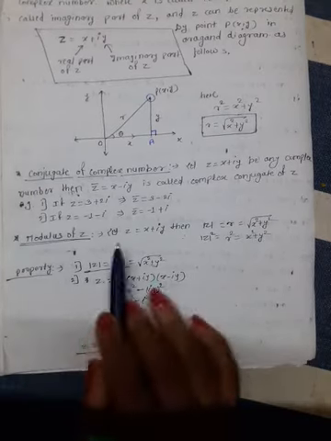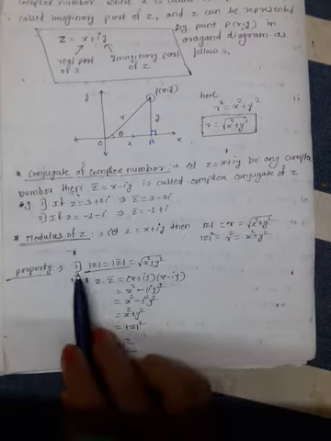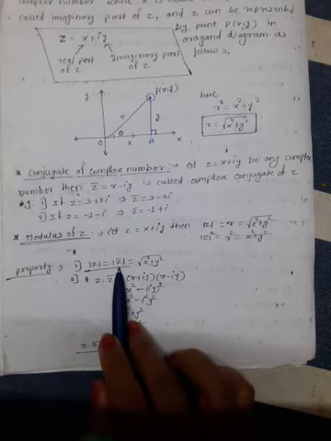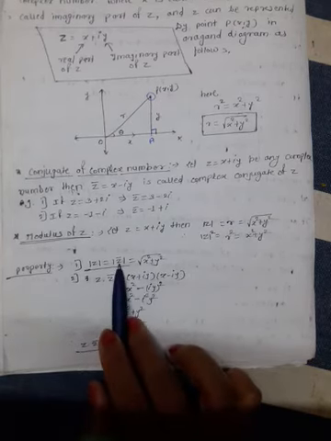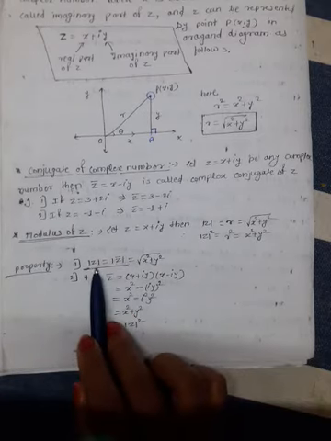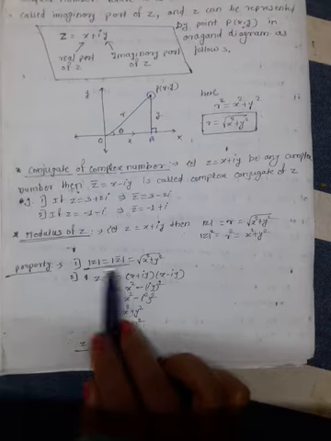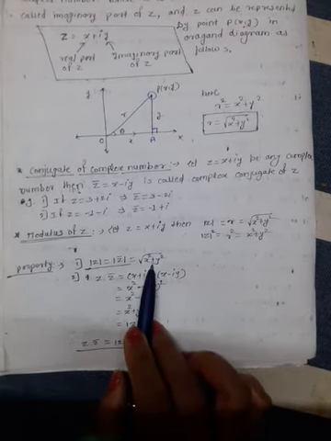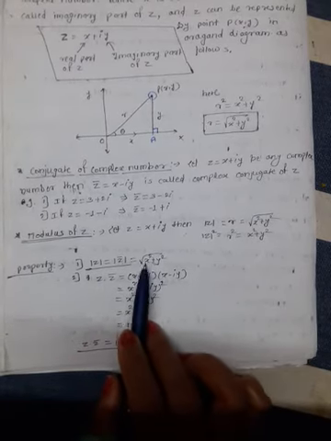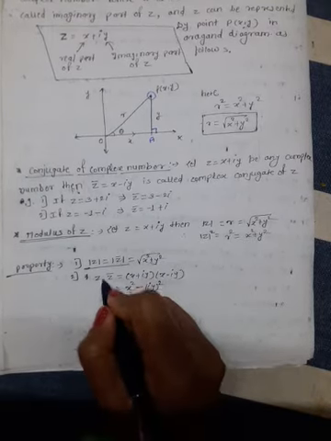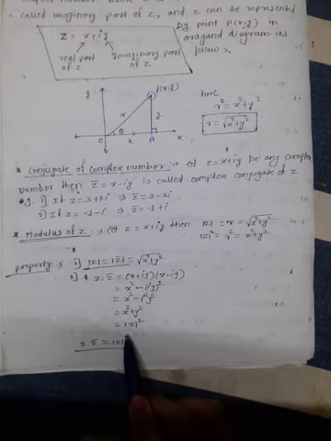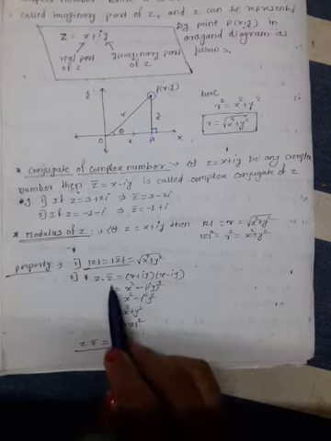Now let us see the properties of complex numbers. First, |z| and |z bar| are the same. If z bar is the complex conjugate and we calculate the modulus of z and the modulus of z bar, both are the same, that is √(x² + y²). Now z times z bar is equal to |z|². How is it? Let us see.